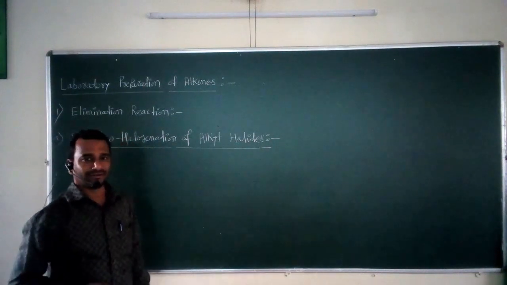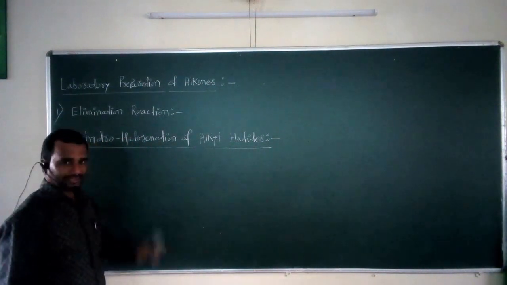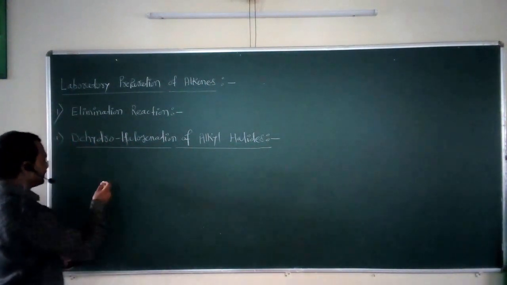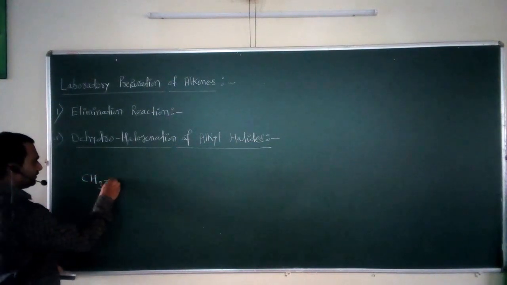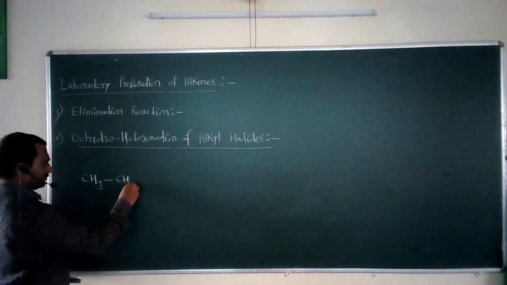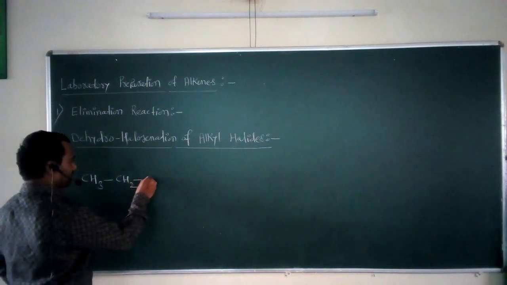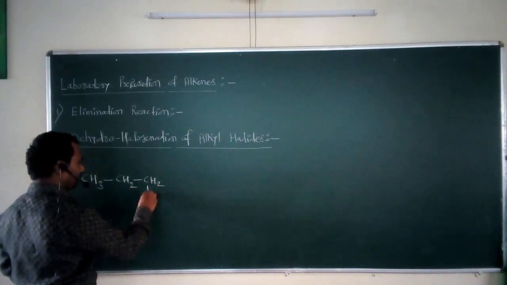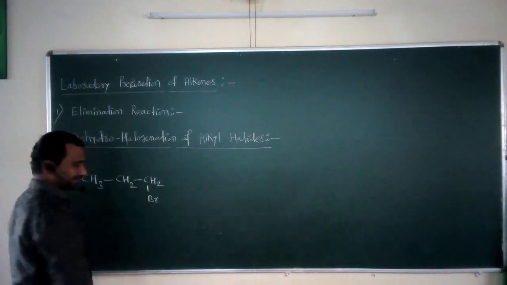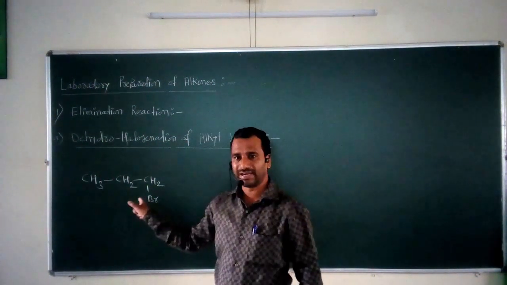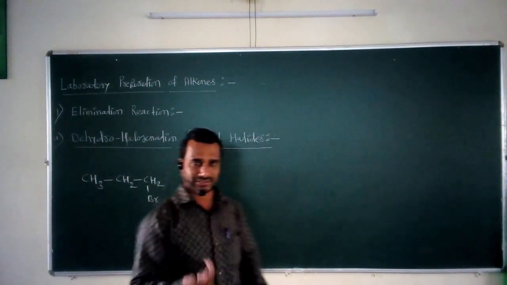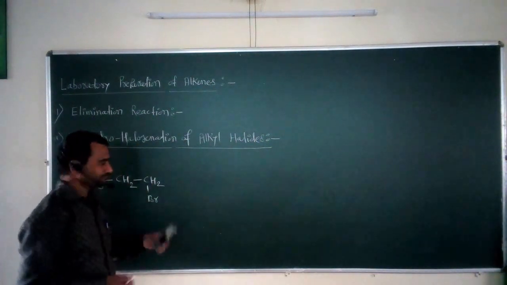So now let us study one simple example for this particular dehydrohalogenation. For this purpose I take here one simple example of alkyl halides. CH3 single bond CH2 single bond CH2 single bond bromine. I take here one alkyl halide that is called propyl bromide. This propyl bromide is called alkyl halides. So that I have taken here.